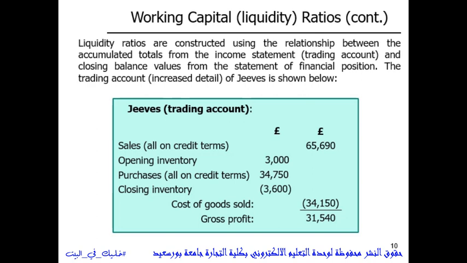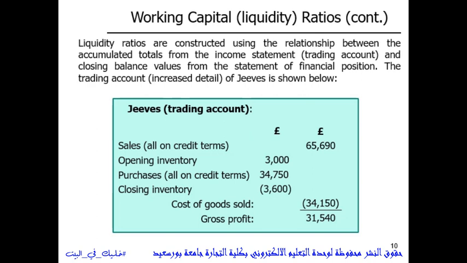Liquidity ratios are constructed using the relationship between accumulated totals from the income statement and the closing balances values from the statement of financial position. The trading account of Jeffers is shown below. So he gives you the trading account of this company in this box. He gives you the sales, the opening inventory, the purchases, and the closing inventory. Then he calculates the cost of goods sold, and now he has a gross profit.